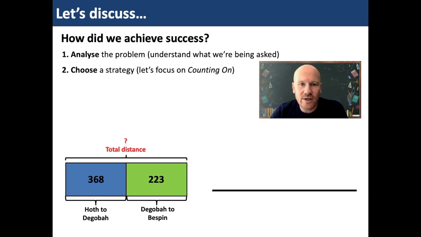So when counting on, I'm going to start at one of the parts, and I decided to start at the 368 because it's the larger number, and I thought it would be easier to start at the larger number and add on the smaller number. So here's the 368, and the next thing we need to do is count on the other part.